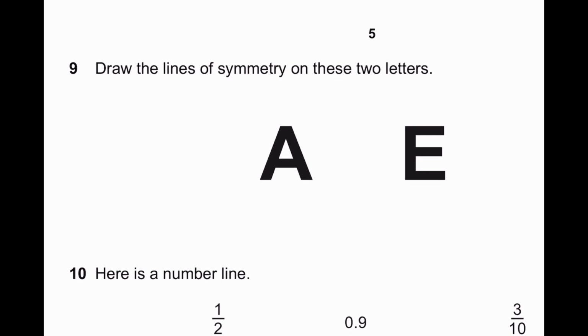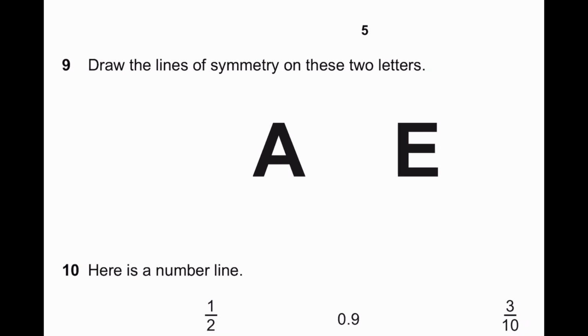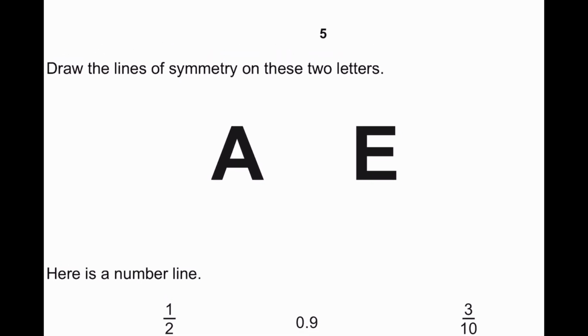Question 9. Draw lines of symmetry on these two letters. A. It is vertically symmetrical, so we'll draw a line that way. E. E is horizontally symmetrical, so we'll draw a line in that direction.